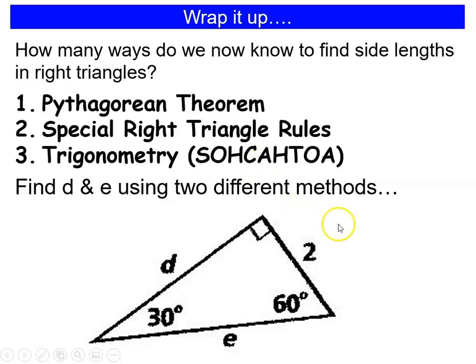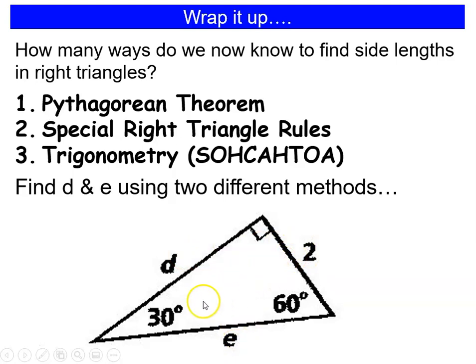All right, so your exit ticket today when you take attendance is going to be to find side D and E using two different methods. Can we use Pythagorean theorem? No, we only have one side. Special right triangle, yes it is. So this one's pretty easy. My short side across from 30 is 2. So my long leg is going to be 2 times square root of 3. My hypotenuse is going to be double that, or 4.